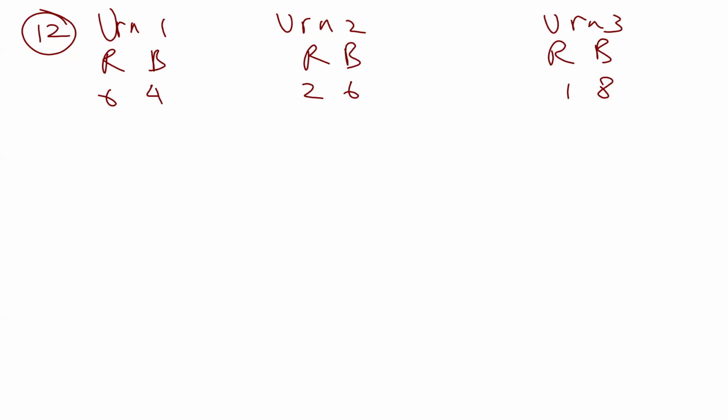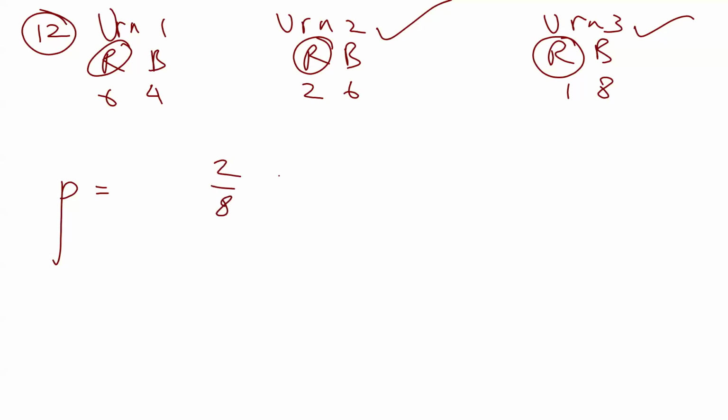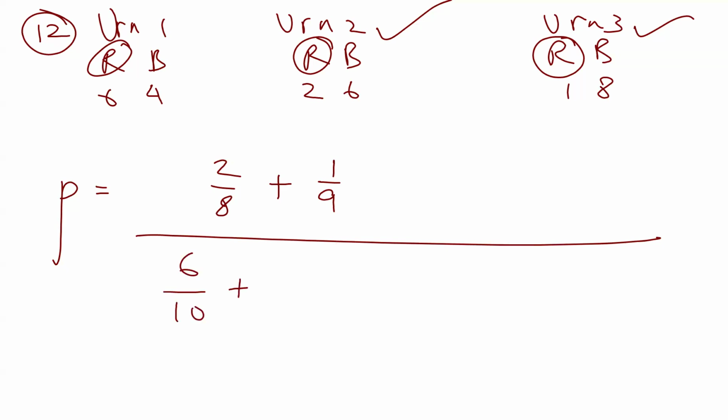They're asking you to get a red ball from either urn 2 or urn 3. So we require a red ball from urn 2, which is 2 by 8, or, that is addition, from urn 3, 1 by 9. And then upon the total number of cases, 6 by 10 plus 2 by 8 plus 1 by 9.